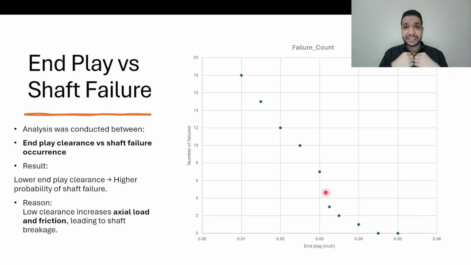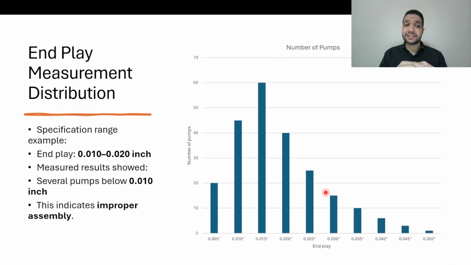And then I validate my assumptions and I find the correlations between, for example, the end play and the number of failures. In our case, I see a clear negative correlation. The higher end play, the lower defect rate. And then I made a study for the end play measurement distribution. So I see that most of my end play lies here between 0.01 and 0.02. And I see that there are many pumps below 0.01, which is critical. This indicates that I have a problem.